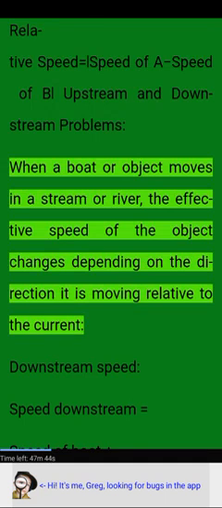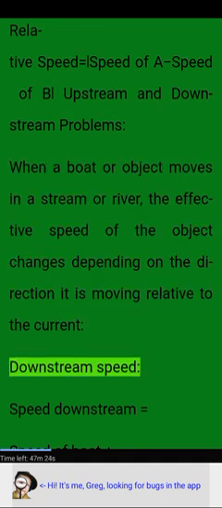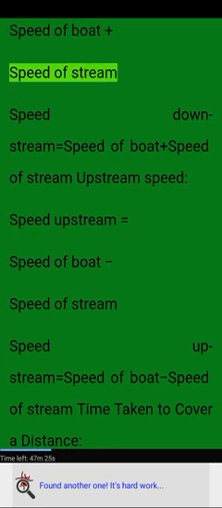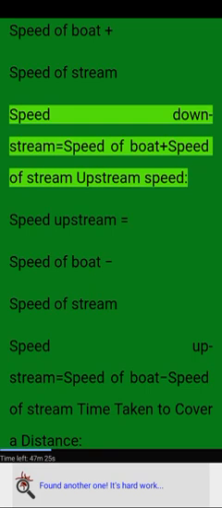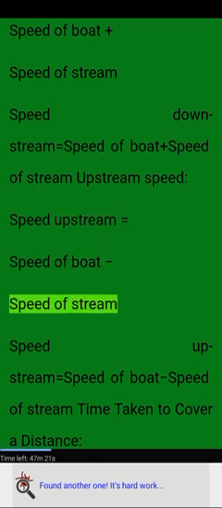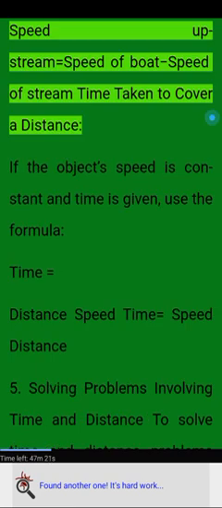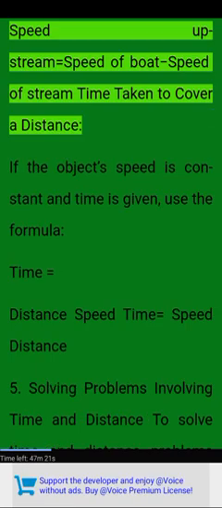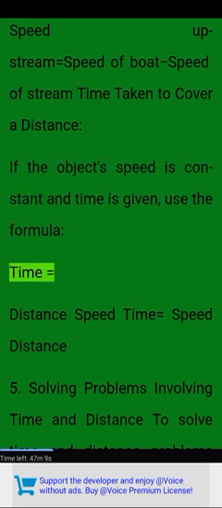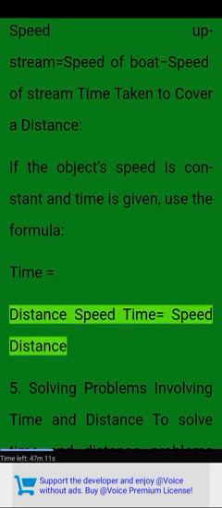Upstream and downstream problems. When a boat or object moves in a stream or river, the effective speed of the object changes depending on the direction it is moving relative to the current. Downstream speed: speed downstream equals speed of boat plus speed of stream. Upstream speed: speed upstream equals speed of boat minus speed of stream. Time taken to cover a distance: if the object's speed is constant and distance is given, use the formula time equals distance divided by speed.